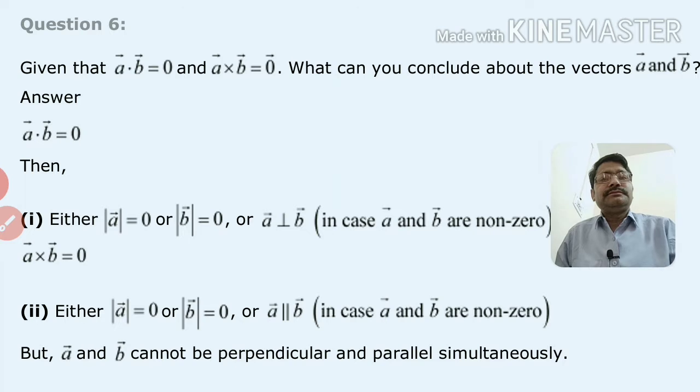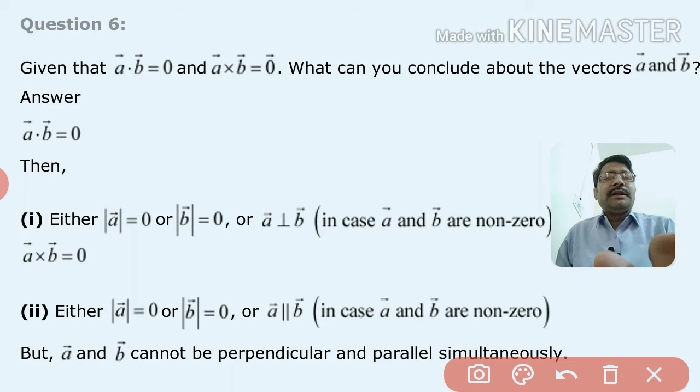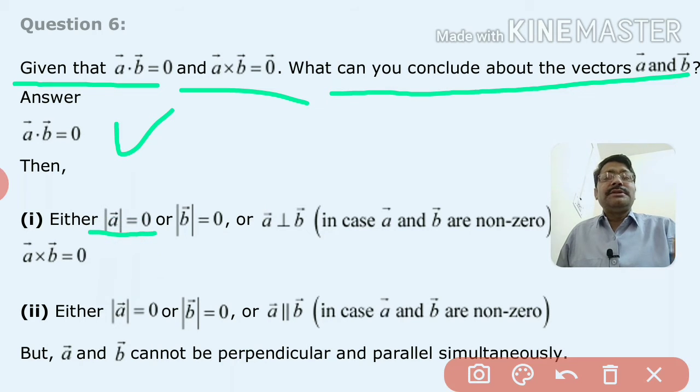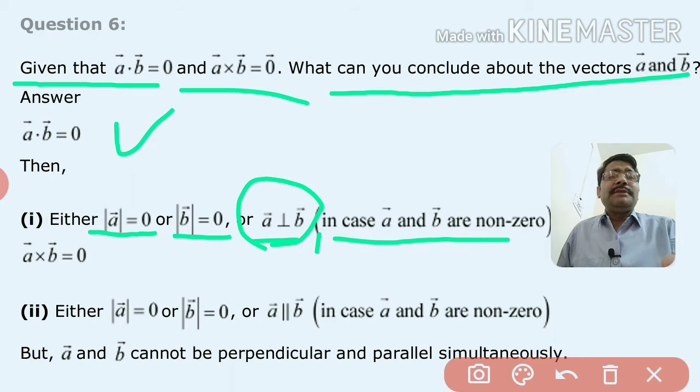Now question number 6 we have to do. In question number 6, given that a dot b equal to 0 and a cross b equal to 0 vector, what can you conclude about the vectors a and b? So here a dot b equal to 0 means what conditions do we have? The first case is modulus of a is 0, modulus of b is 0, and a perpendicular to b when a and b are non-zero vectors.